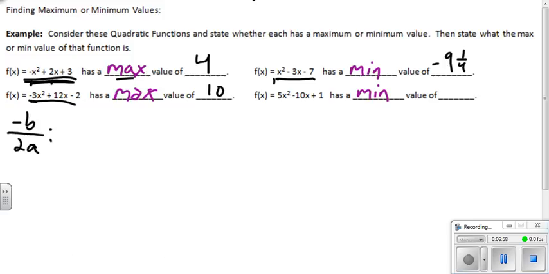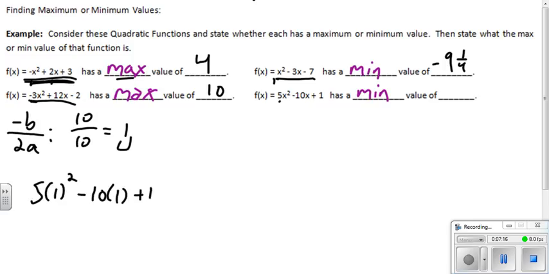For this last one, negative b, well, we had negative negative 10 over 2 times a, which is 5, so that is also 10. So our x value is 1. Plug that back in. 5 times 1 squared minus 10 times 1 plus 1. 1 squared is 1 times 5 is 5, minus 10 plus 1, which in the end leaves us with a negative 4. So our minimum value is negative 4.